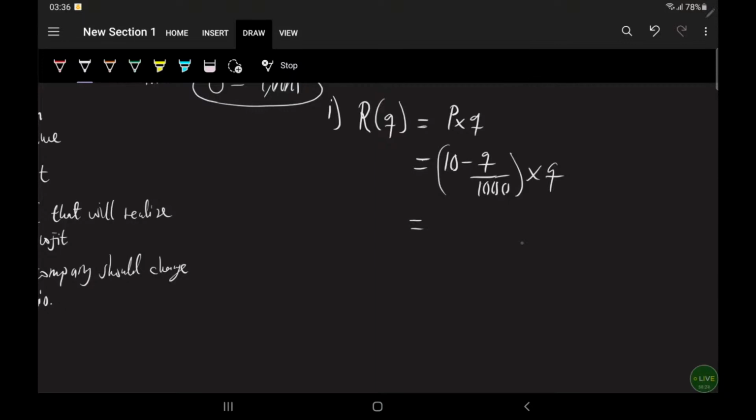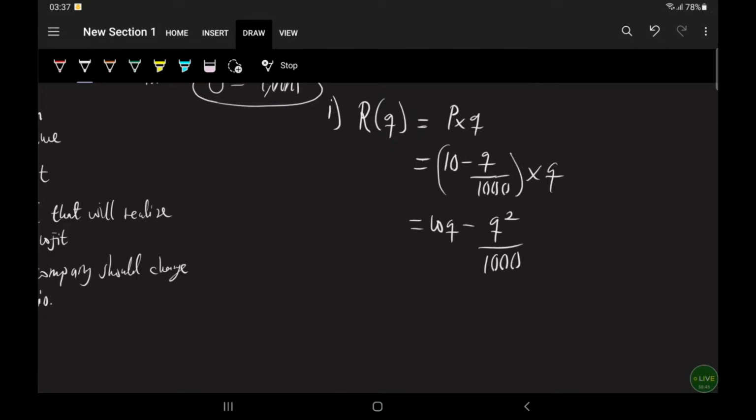So let's expand it. It's going to be 10Q minus Q squared over 1,000. It's a matter of multiplying, expanding. So Q multiplying the 10 and Q multiplying negative Q over 1,000. So this becomes my revenue function, 10Q minus Q squared over 1,000.